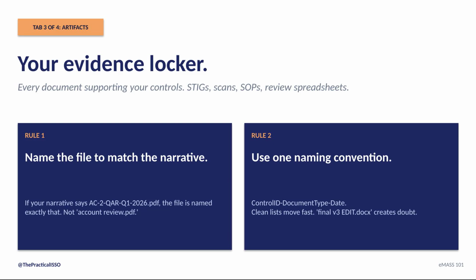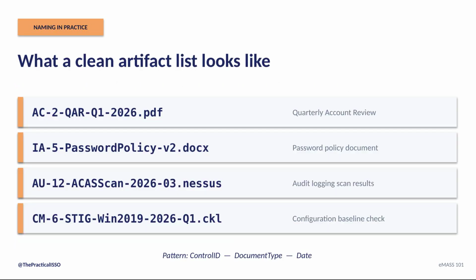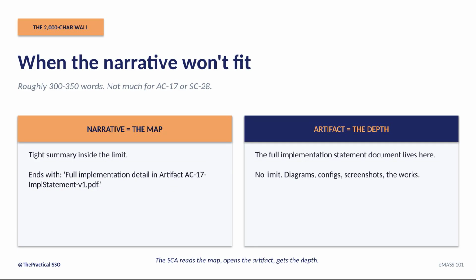Rule 2. Use a consistent naming convention across all your controls. I use this format: control, document type, date. Examples: AC-2 Account Review Q1 2026.pdf, IA-5 Password Policy V2.docx, RA-5 ACAS Scan 2026-03 Nessus. When your SCA opens the Artifacts tab and sees a clean, consistently named list, they can move through it quickly. When they see final V3 edit this .docx, you've just created doubt.